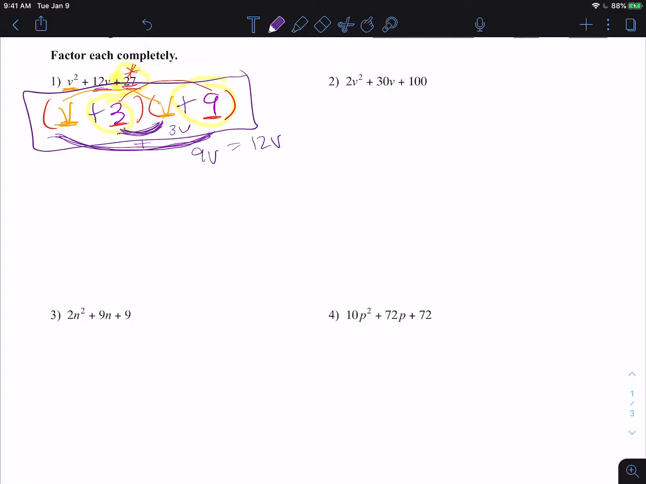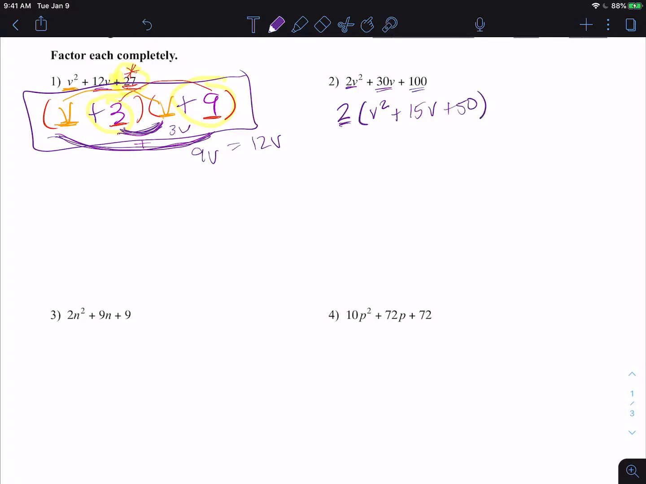Then, if we look at the next one, it has a common 2. Notice we always check for a greatest common factor. So between 2v squared, 30v, and 100, we have a common 2. So I'm first going to take out the 2. Remember, when you're taking out the 2, you're really dividing. So 2v squared divided by 2 is just v squared. 30v divided by 2 is 15v. And 100 divided by 2 is 50.